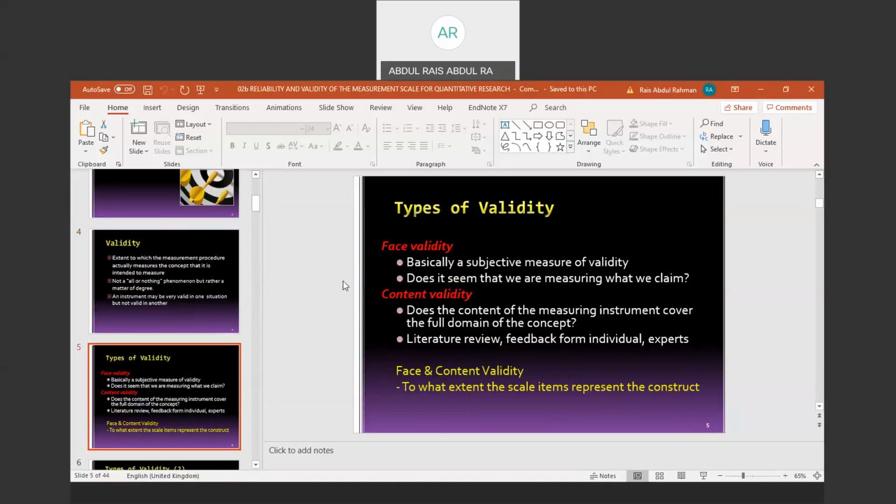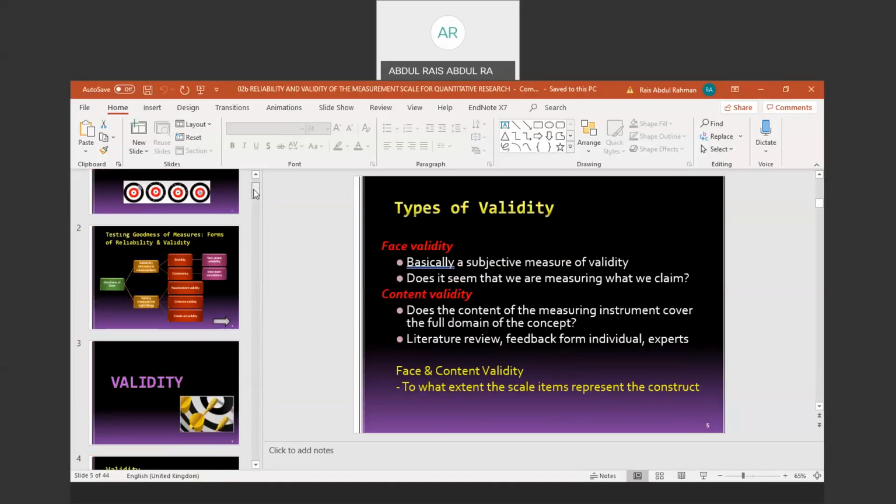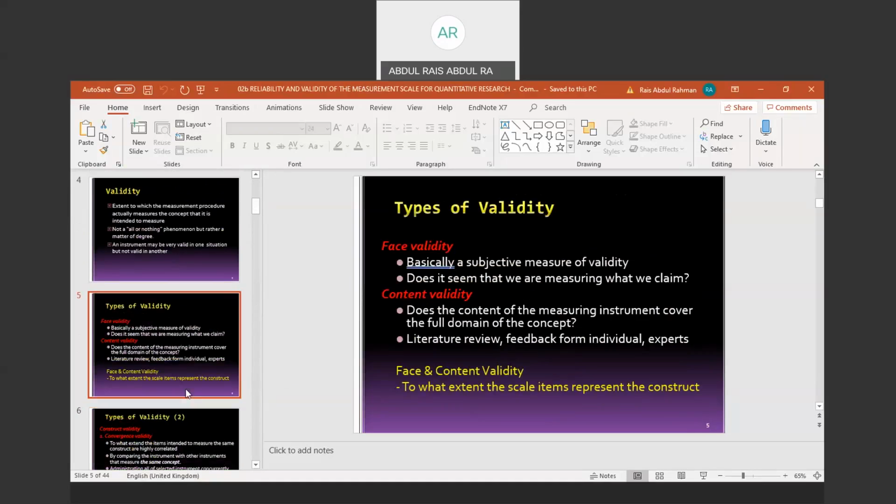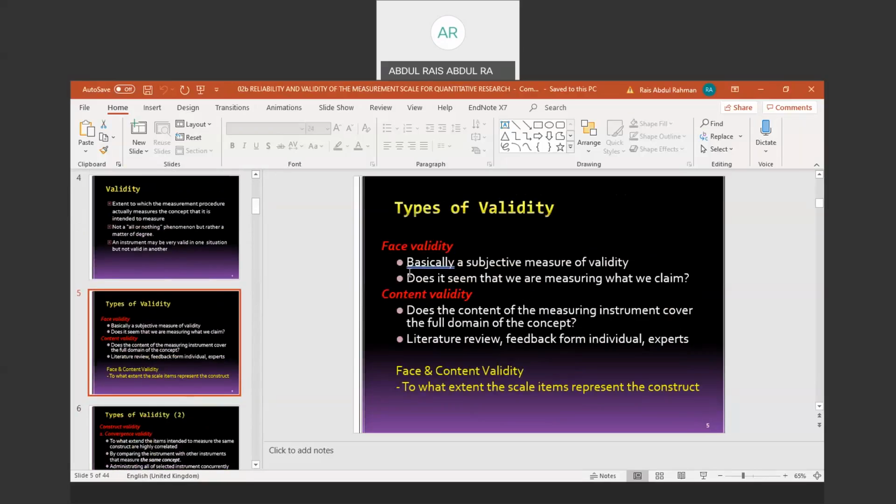Macam tadi, dia ada beberapa jenis validity. Pertamanya, face validity. This is basically a subjective measure of the validity. It asks, does it seem to measure what we claim? The second one is content validity, and it asks whether the content of the measurement covers the full domain of the concept. To get content validity, we need to do extensive literature review and get feedback from individuals, especially the experts.